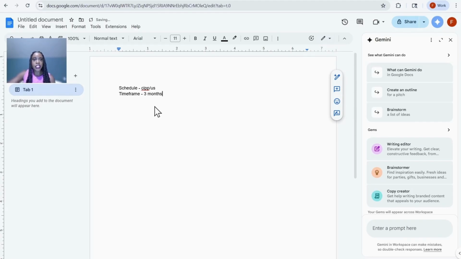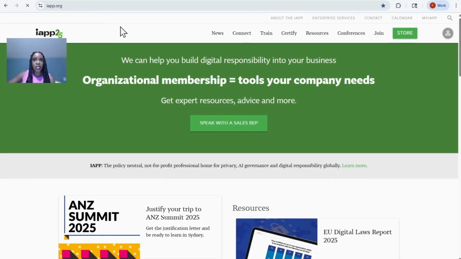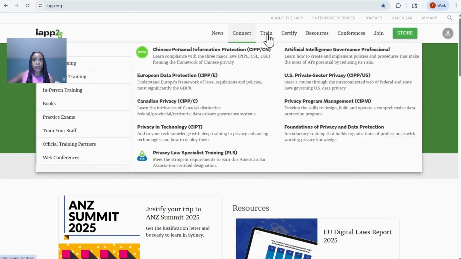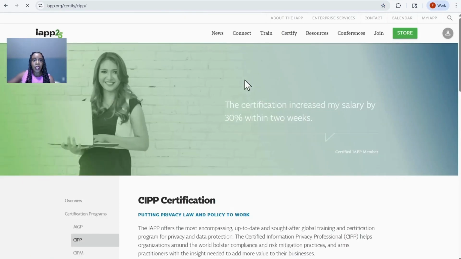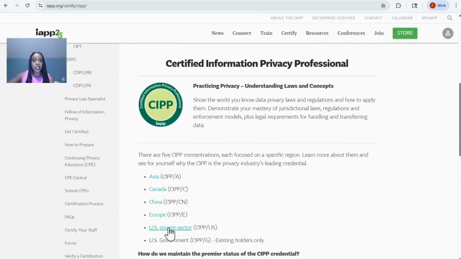And then I generally like to, I've talked about this before, I usually will purchase the IAPP official textbook. Before I purchase the book, I'm going to open a new tab. I'm going to go to IAPP, and then take a look at the resources here. I'm going to go to Certify, click on CIPP certifications, and then take a look at the CIPP US, which is here.